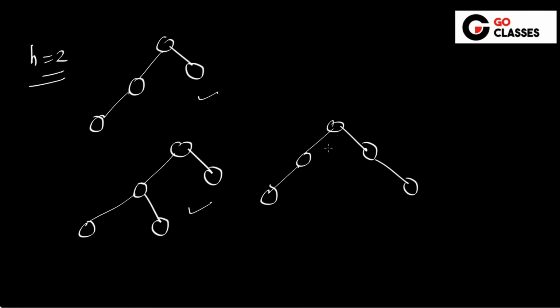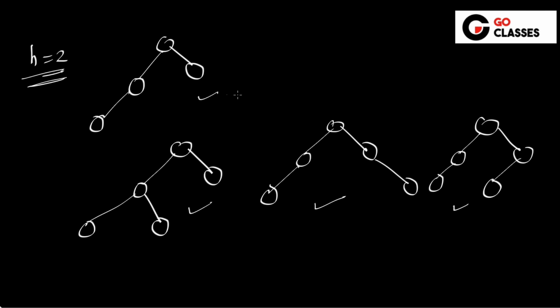So here, if you have it, you will be having every node as balanced. So this is also possible. Maybe some other structure is also possible. Maybe you can say this is also possible, right? Now there could be many different structures which are possible for height equal to 2.